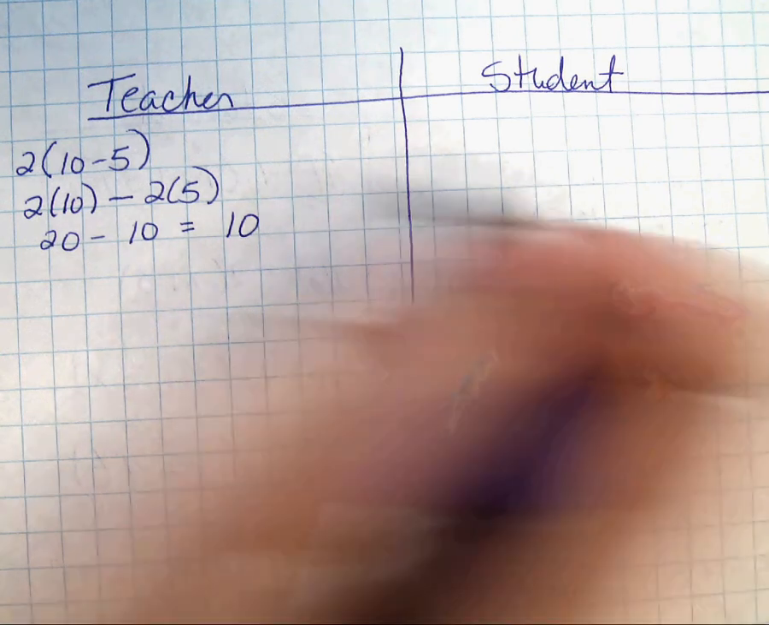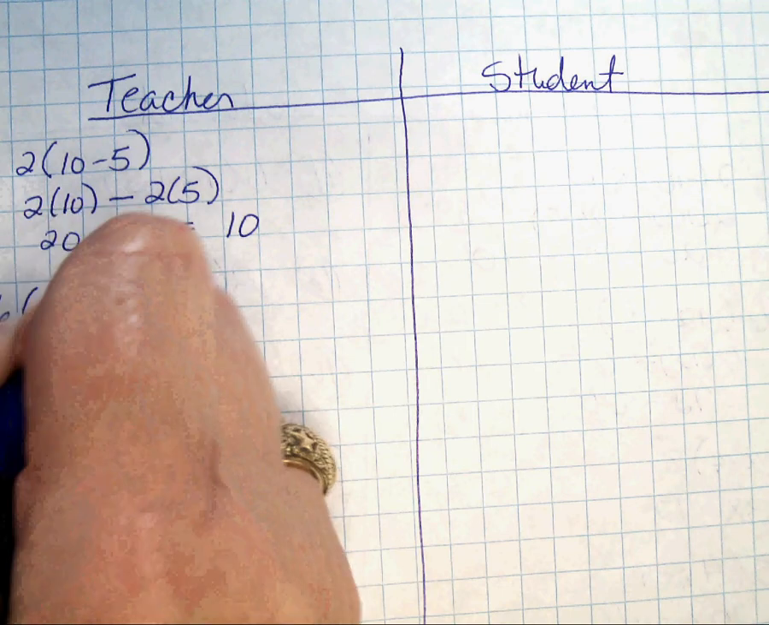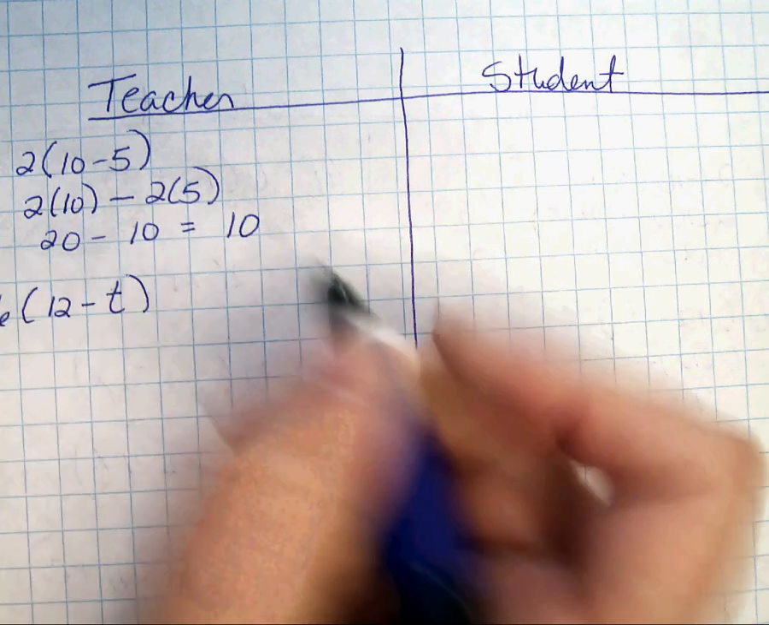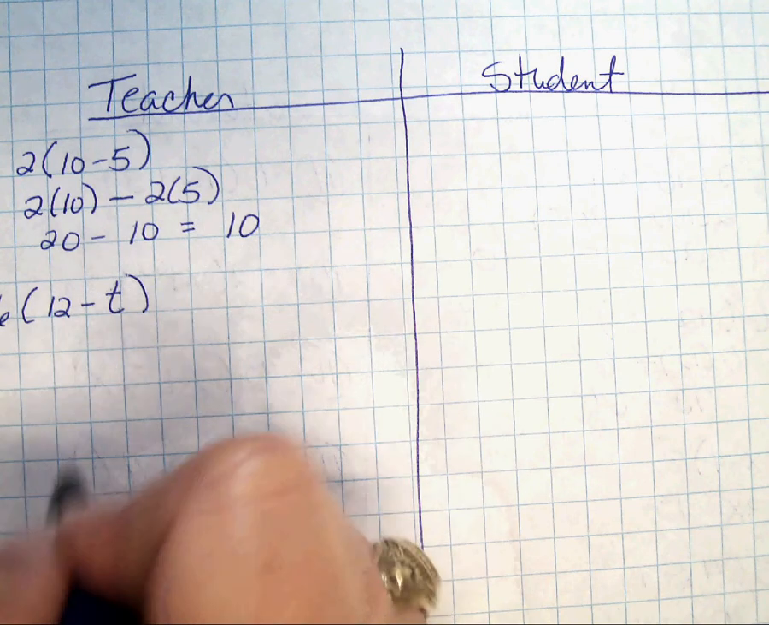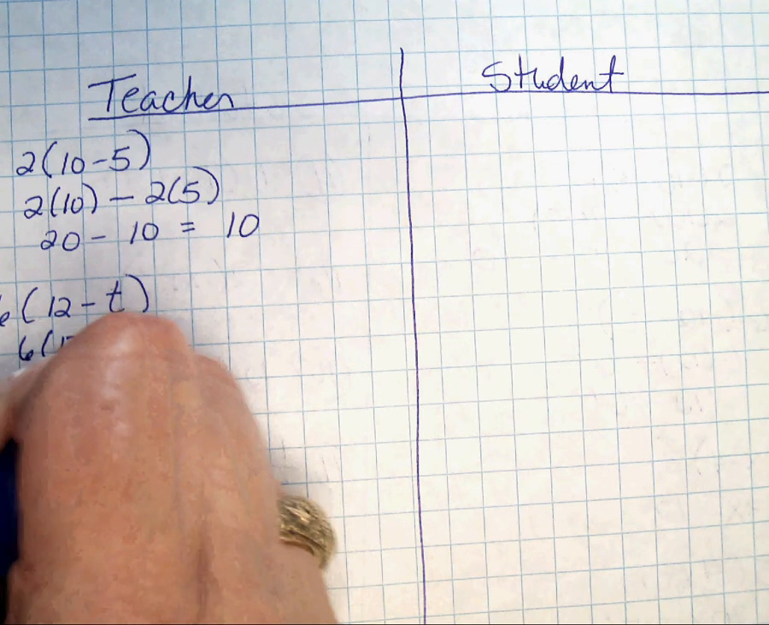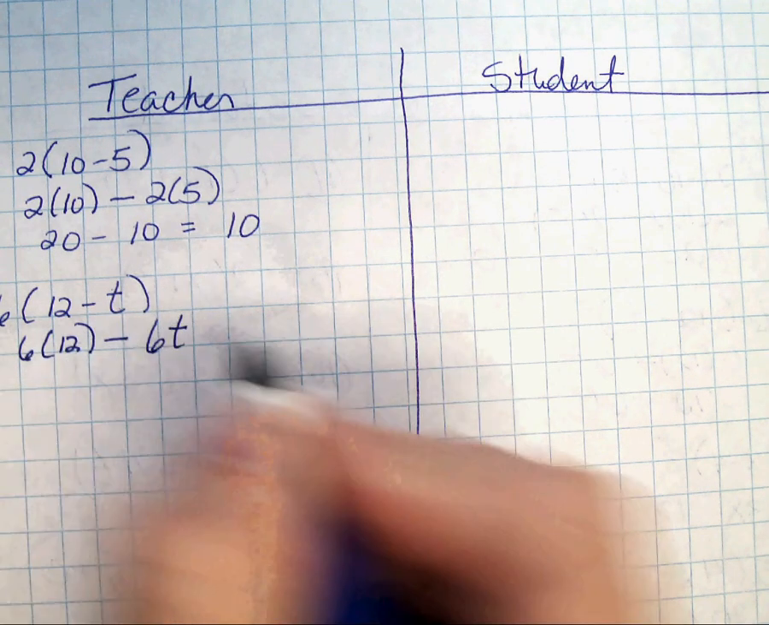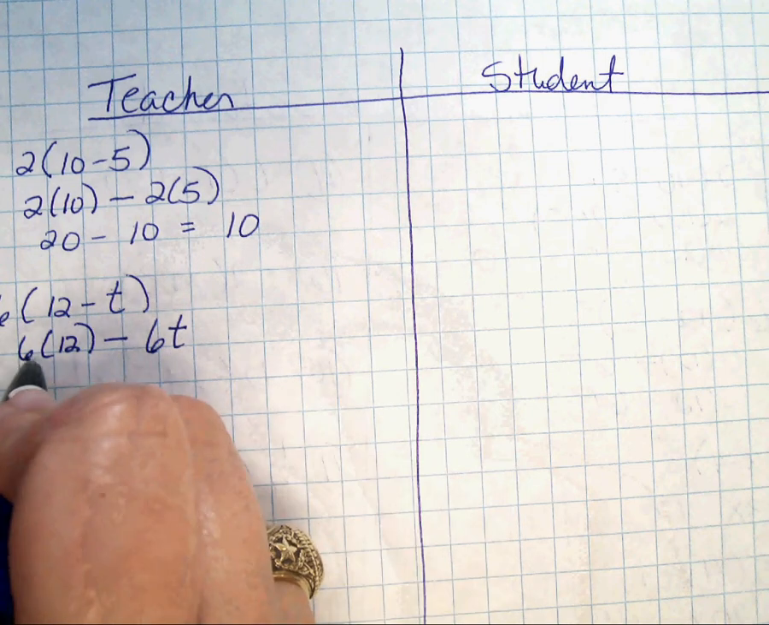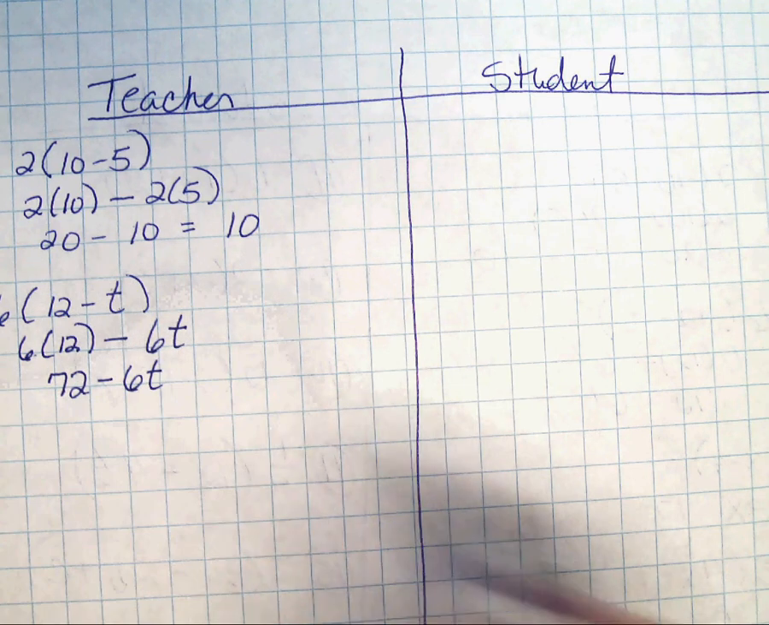Alright? Now number 2, it looks a little different simply because there's a variable in the expression inside the parentheses, and we don't know what that variable is, but it doesn't change the process at all. You still distribute the 6, multiply it times everything in the parentheses. 6 times 12 minus 6 times t. And then simplify what you can. 6 times 12 is 72 minus 6t.